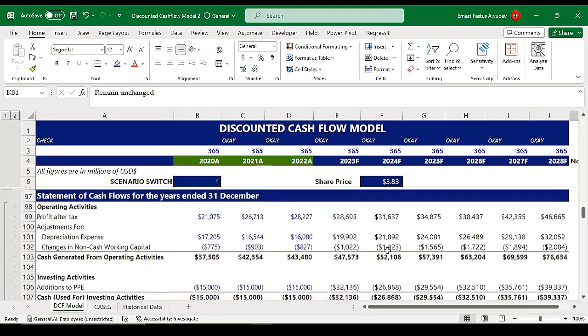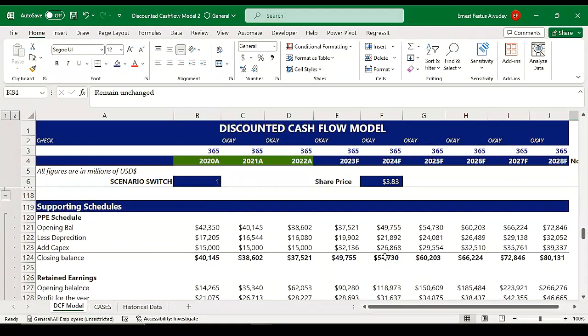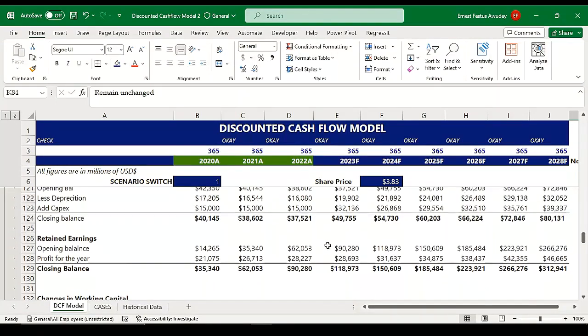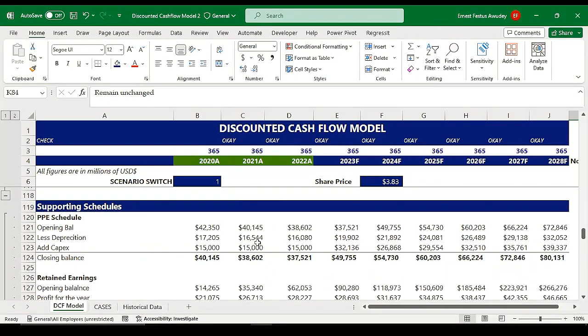Then we use our supporting schedules to forecast the rest of the items we saw on the balance sheet. All right, so as you can see, the PPE figure we saw in the balance sheet was calculated using the PPE schedule.